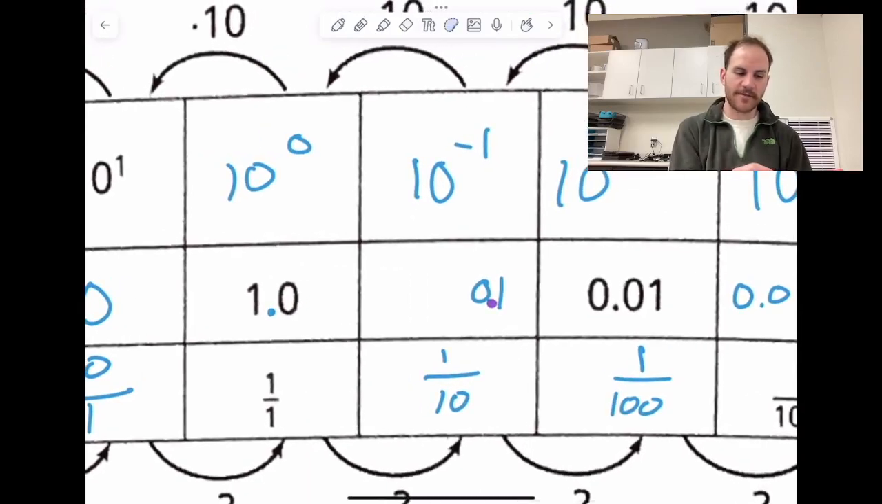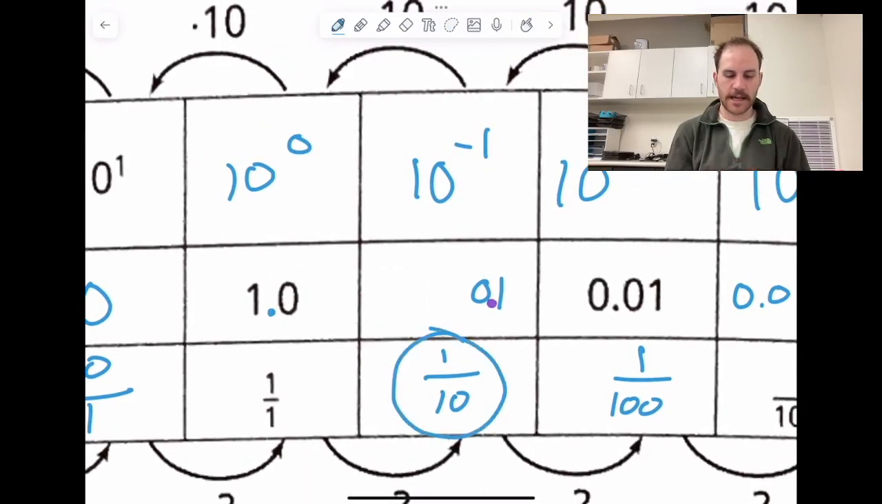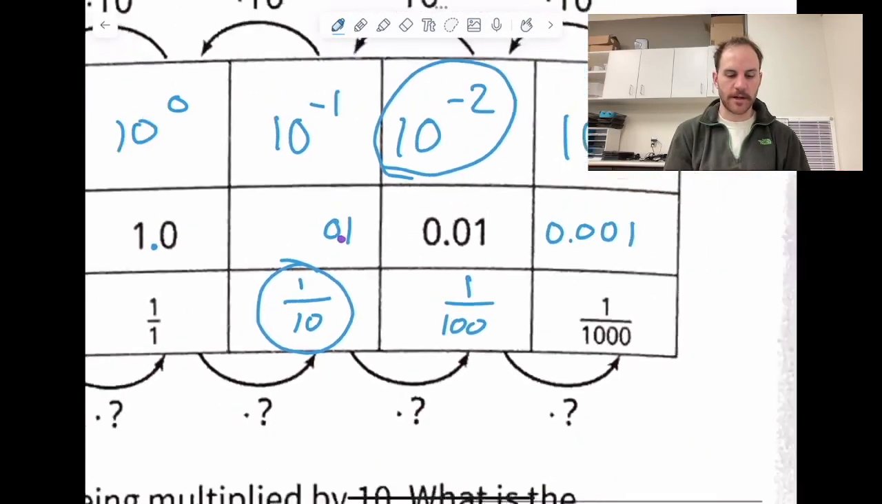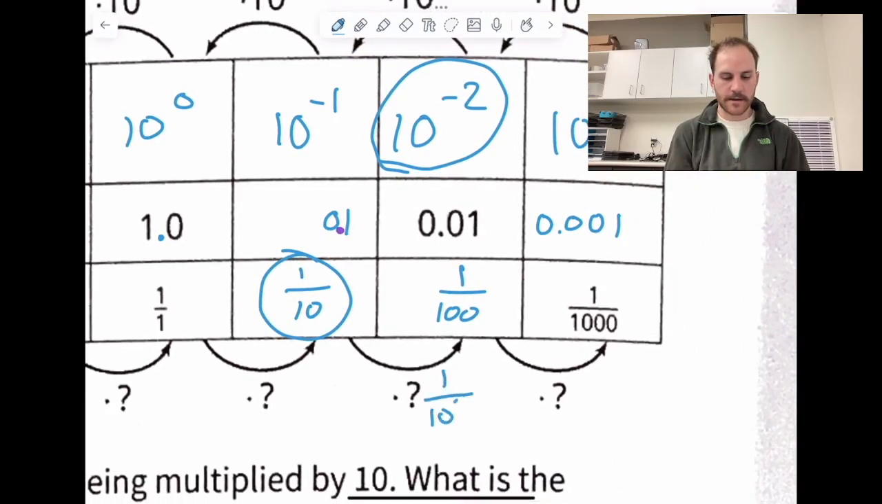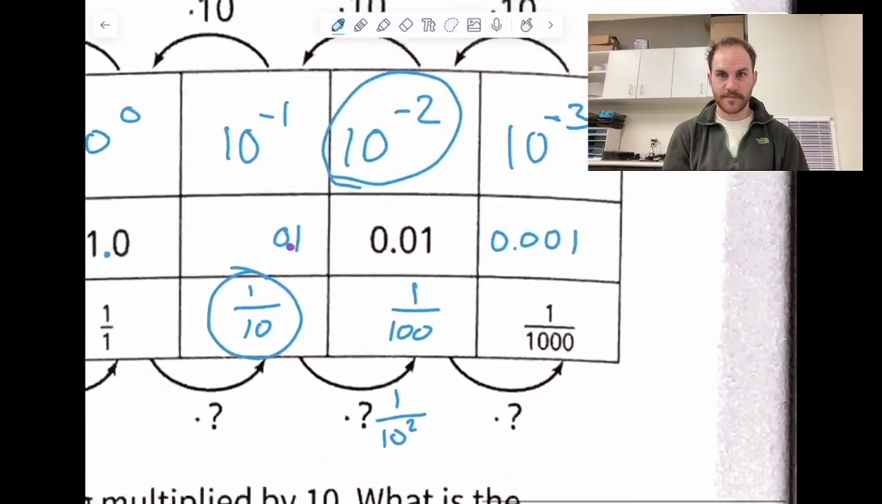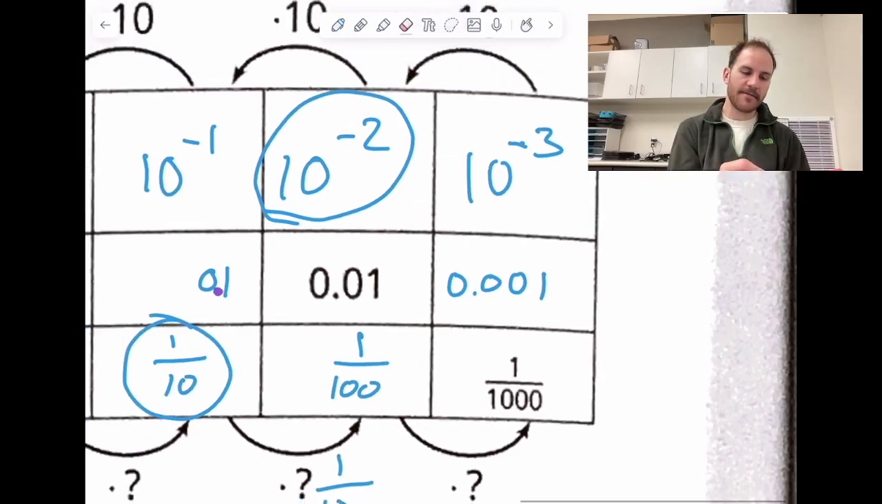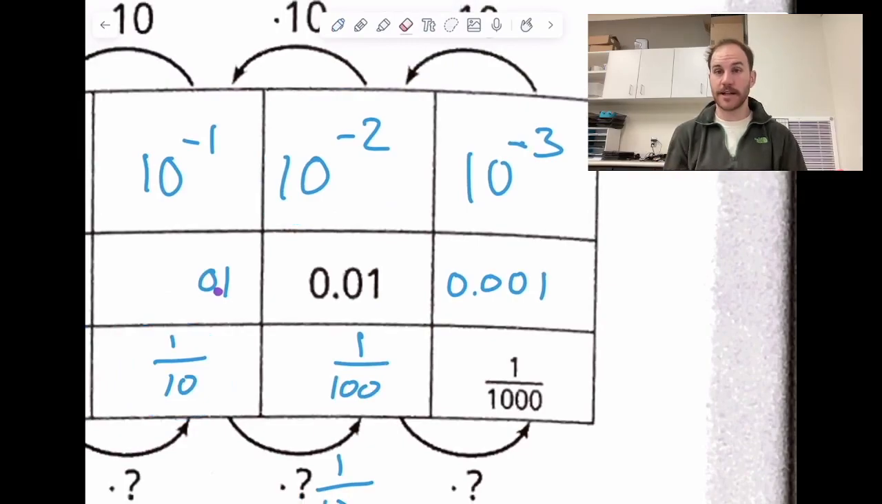So 10 to the negative first power is equal to 1 over 10. 10 to the negative second power is equal to 1 over 100, or 1 over 10 to the second power. 10 to the negative third, if we look over here, is equal to 0.001, or 1/1000th, which is 1 over 10 to the third power. Okay? So pretty much here, if we have fractions being multiplied together, it means we have a negative exponent.